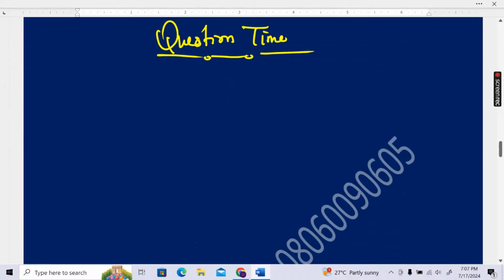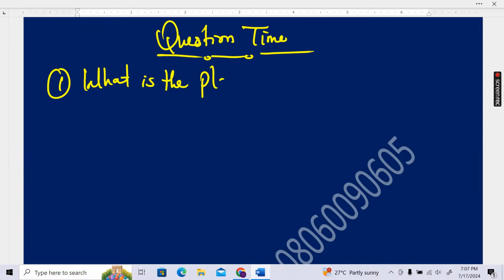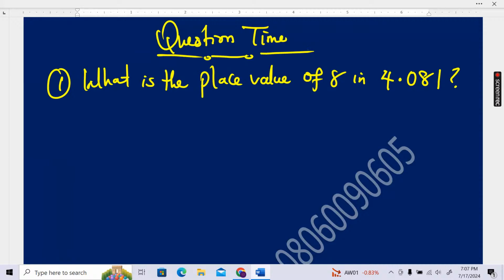So it is overall question time. Question time, it is stars time. Now, the first one: what is the place value of 8 in 4.081? Type your answer in the comment section.